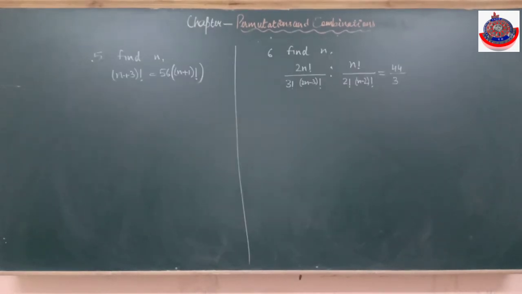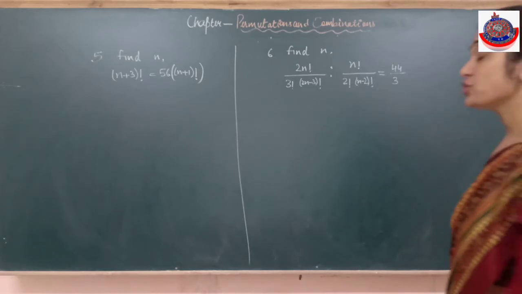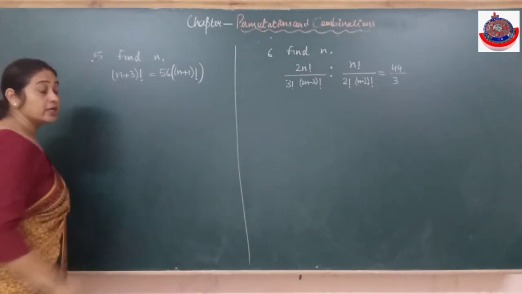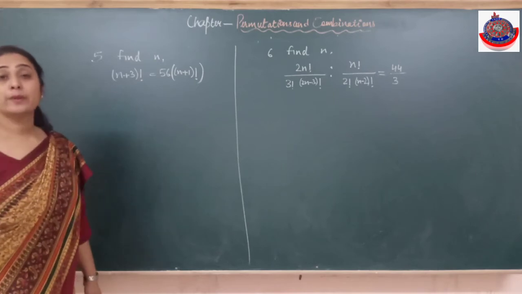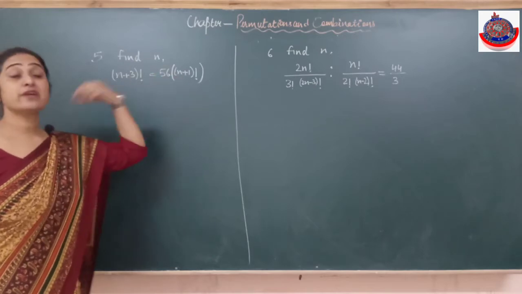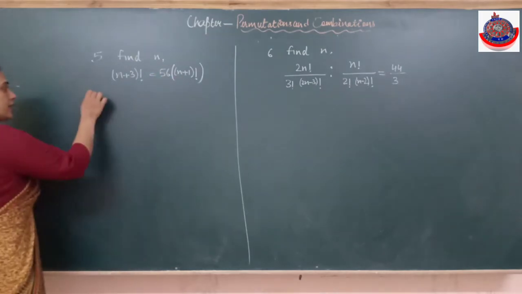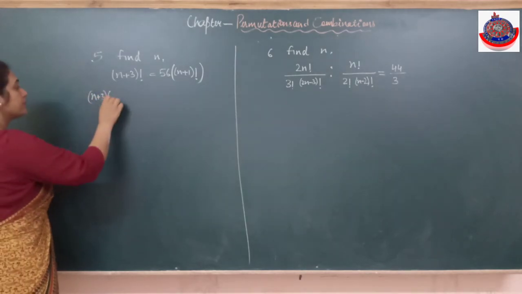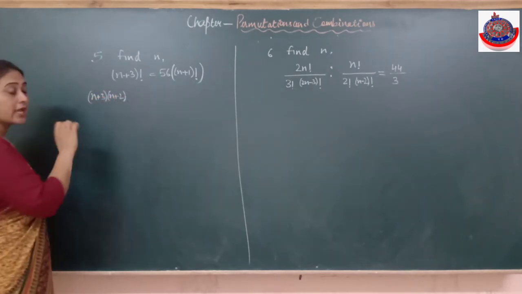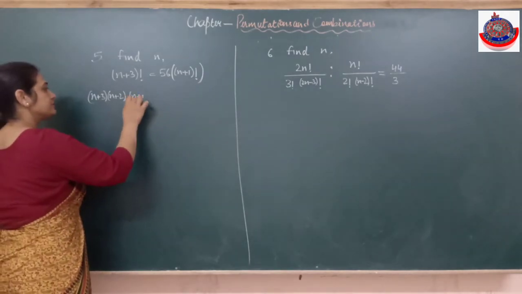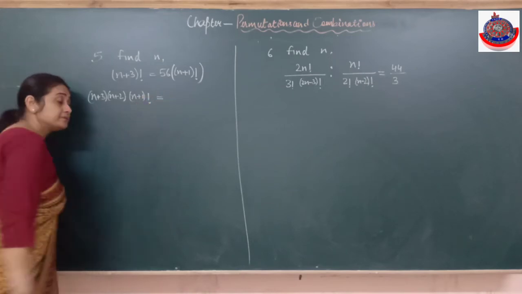The last two examples of this topic. Find n when n plus 3 factorial is equals to 56 into n plus 1 factorial. n plus 1 factorial, n plus 3 factorial. What is the rule? Open the bigger factorial and bring it down to the smaller one so that the smaller one cancels with it. So between n plus 3 and n plus 1, which is bigger? n plus 3, so I'll open n plus 3. What will the next be? n plus 3 minus 1, n plus 2, n plus 2 minus 1, n plus 1. Just that is needed, we'll keep it in factorial.